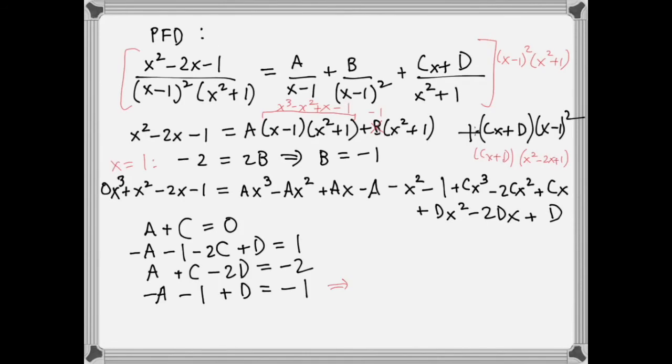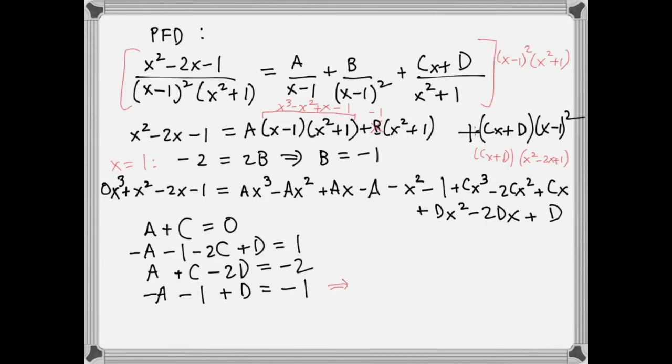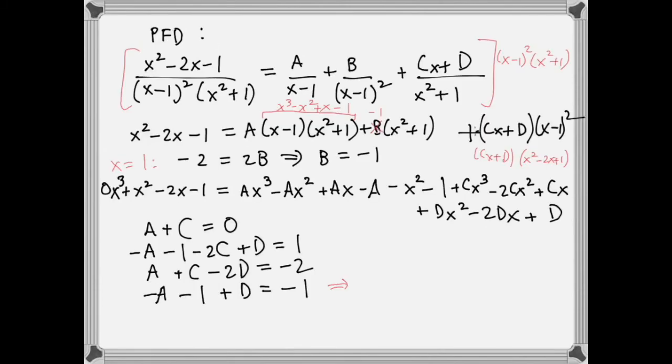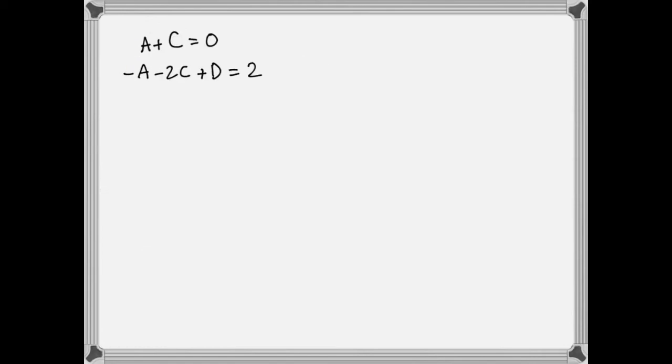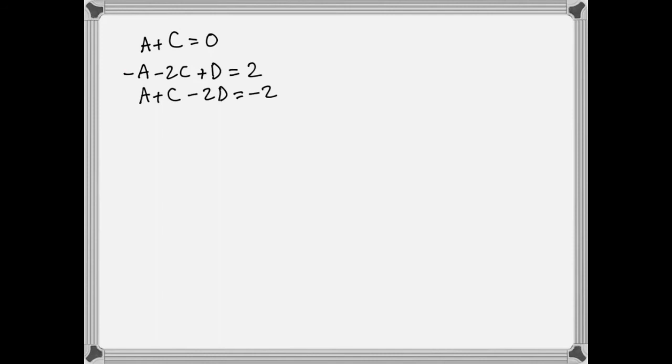So the next page says A plus C equals 0. Then I have negative A minus 2C plus D equals 2. And then I have A plus C minus 2D equals negative 2. And then if I move the positive 1 to the other side, it goes away. So I get negative A plus D equals 0.